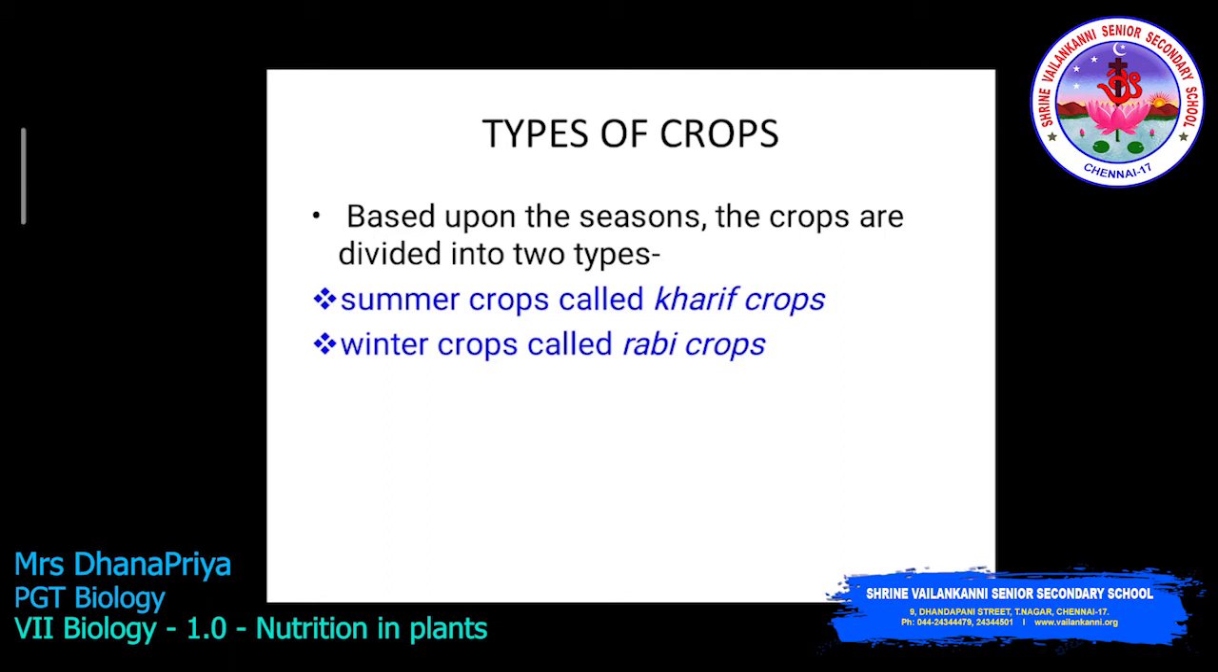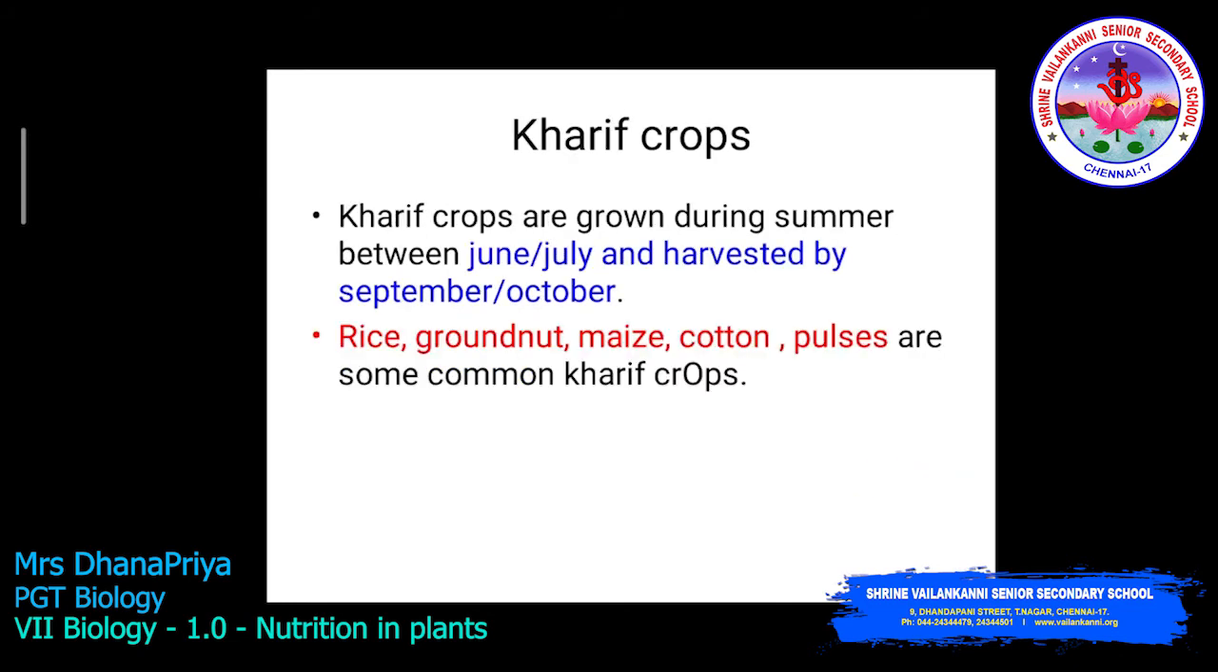Types of crops. Based on the season, we differentiate crops into two types. One is Kharif, another one is Rabi. Kharif crops are nothing but summer crops, when you are cultivating crops in the summer season. And when you are cultivating crops in winter, that is called Rabi crops. So let us study Kharif crops. Kharif crops are grown during summer between June and July and harvested by September or October. For example, rice, groundnut, maize, cotton and pulses are some common Kharif crops.